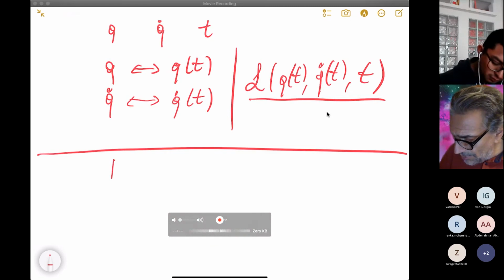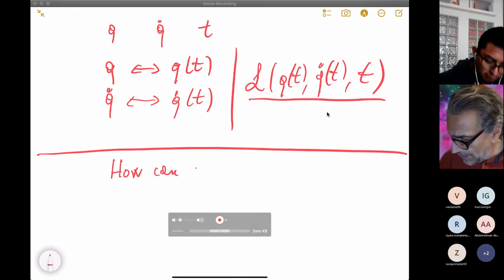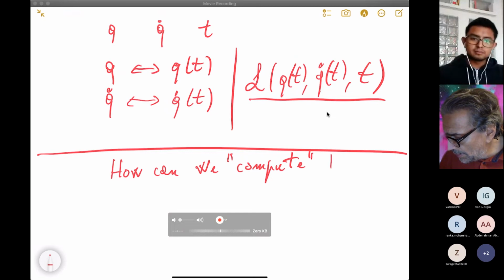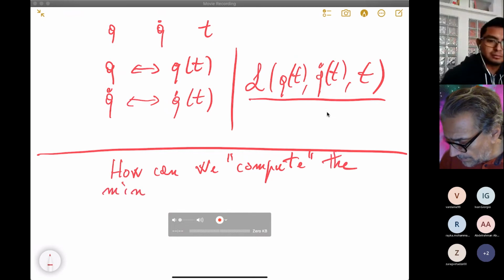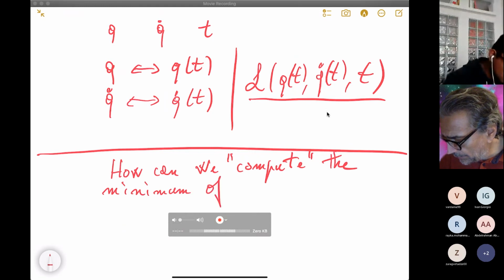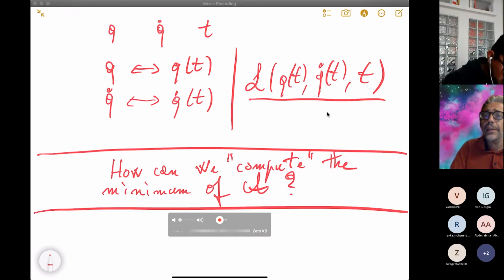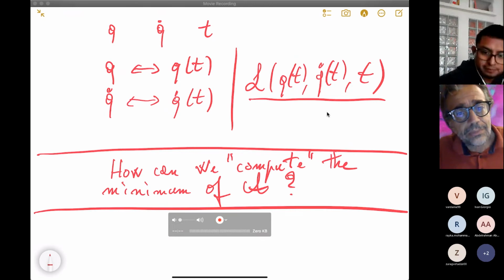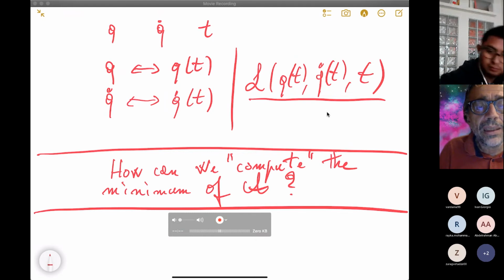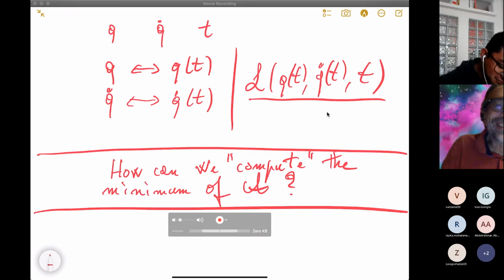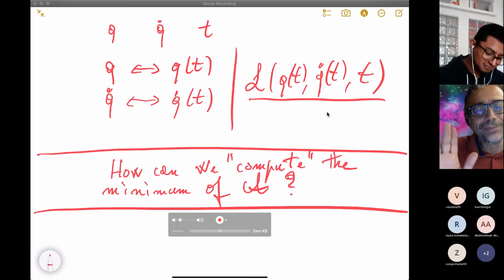Now, how can we compute the minimum of the action A? Now you meet the problem which has been solved by Lagrange when he was 17 years old. So don't try to say that it is difficult.